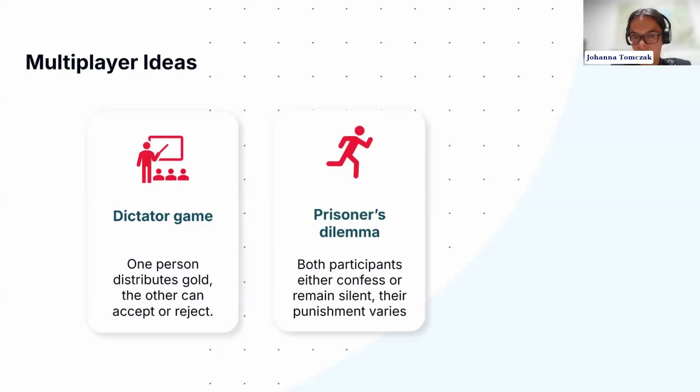We could also imagine a prisoner's dilemma where participants either have to confess to a crime or remain silent, and their punishment varies with what the other person said. So this is quite a standard paradigm in psychology. I'm sure most of you have heard about this before. We don't currently have this task made in Gorilla, but it's something that is easy to implement with our multiplayer tools.